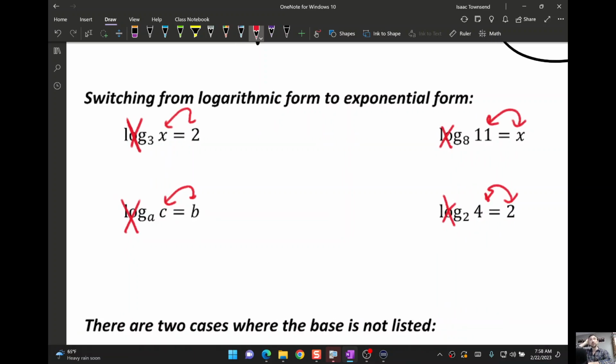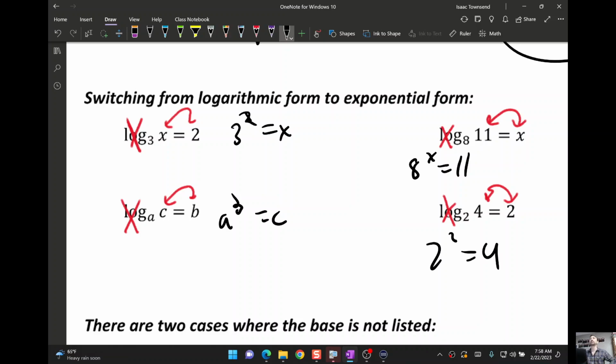You're switching the same 2 things that you would switch in the other one. So this one would say 3 squared is x, or a to the b is c, or 8 to the x is 11, or 2 squared is 4. That sounds familiar from Algebra 2? You remember doing that some?